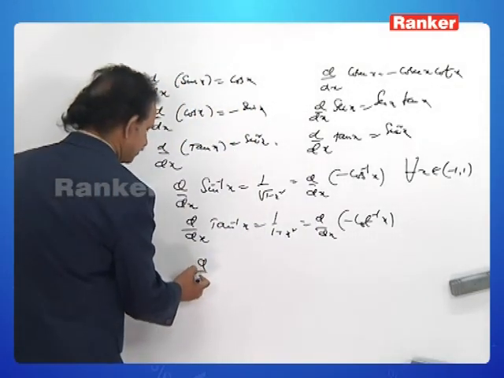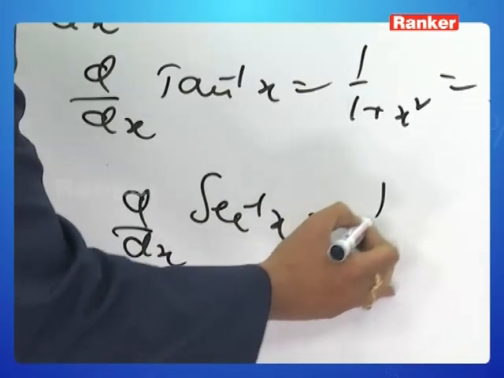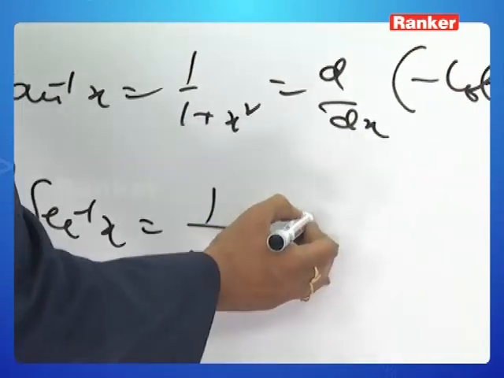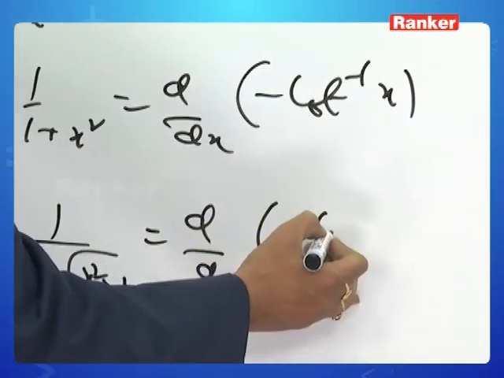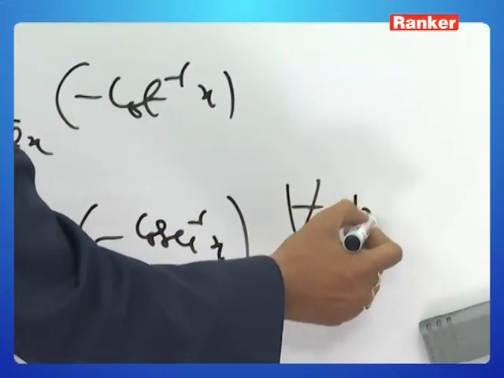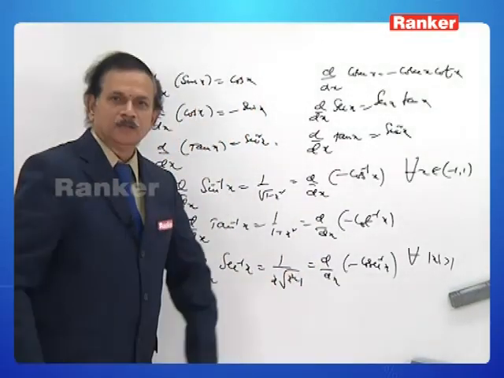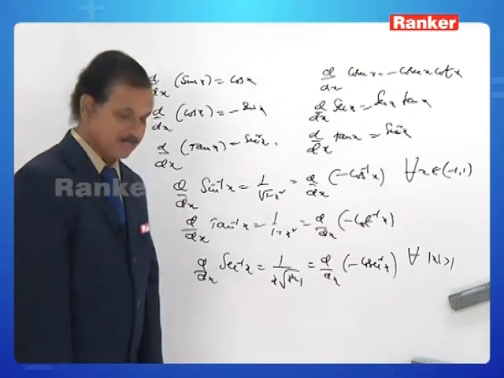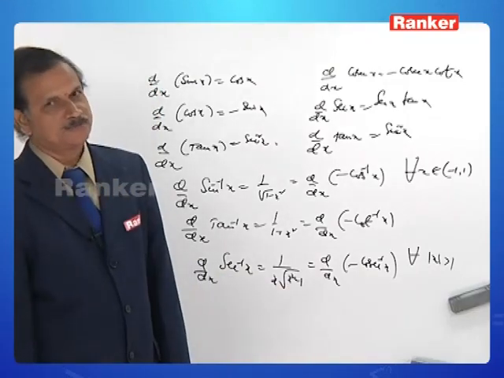And the derivative of secant inverse x is 1 by x root x square minus 1. This can again be taken as d by dx of minus cosecant inverse x for all mod x greater than 1. So to have the derivative like this, we should have mod x greater than 1 because only there can secant inverse x be defined, isn't it?